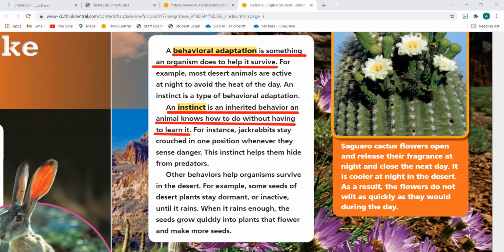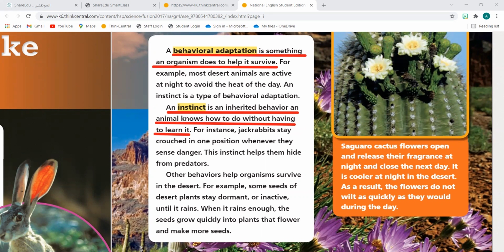Now, what about the cactus flowers? Cactus flowers open and release their fragrance at night only and close the next day. Why? It is cooler at night. That's why they open up at night only and close at daytime. The flower does not wilt as quickly as it would during the day. So do you know why a cactus flower opens up at night only?